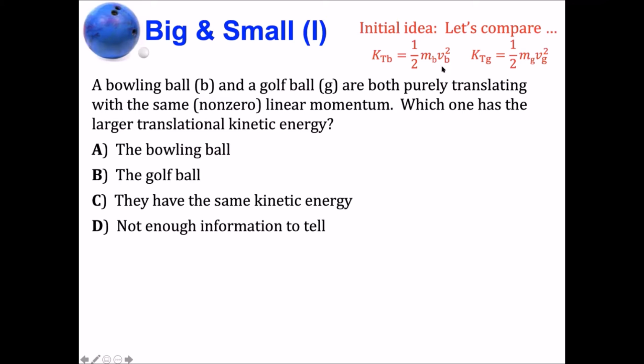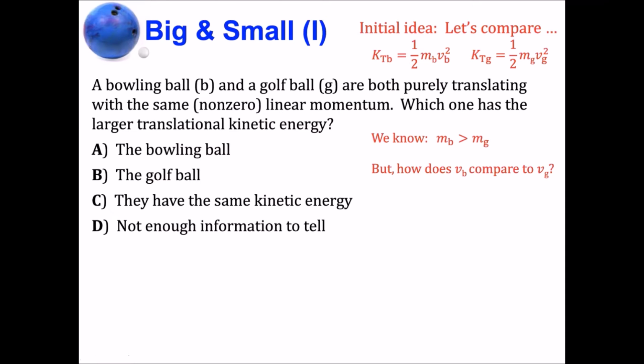And based upon my experience with both bowling balls and golf balls, I know that bowling balls have a larger mass than a golf ball. But in order to determine the kinetic energy of one of these balls, I need to know not only their mass, but also their speeds. And what I don't know is how the speed of the bowling ball compares to the speed of the golf ball. Is the bowling ball moving slow and the golf ball moving fast? Or maybe the bowling ball is moving real fast and the golf ball is moving slow.